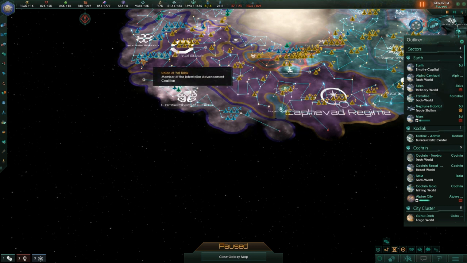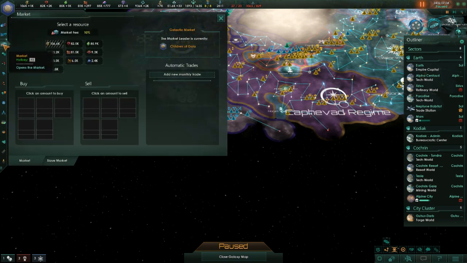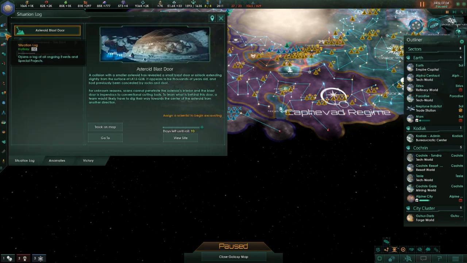Okay. Number 3, the market. Okay, so the market. Did I jump one? I did jump one. Number 2, situation log. Alright, the situation log has 3 tabs along the bottom here: situation log, anomalies, and victory.